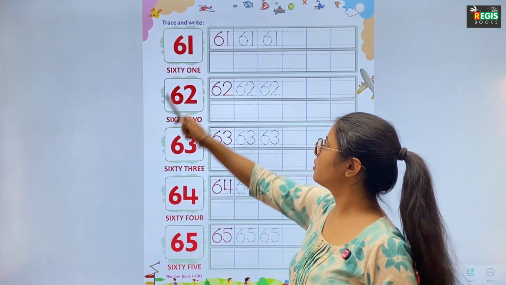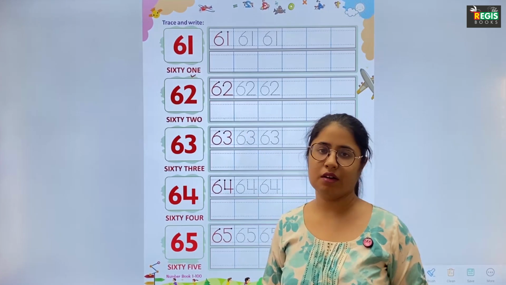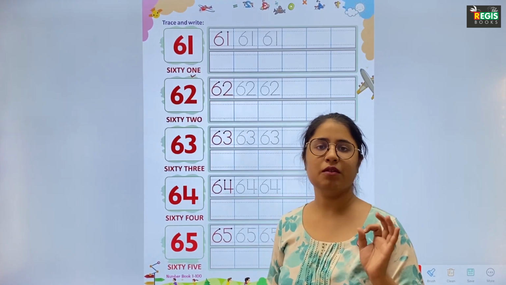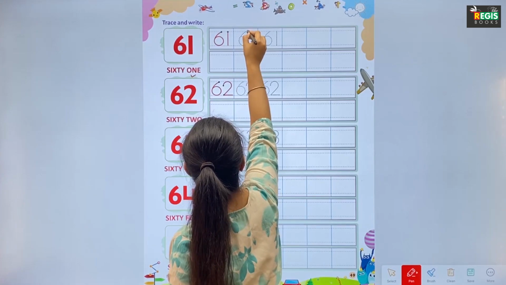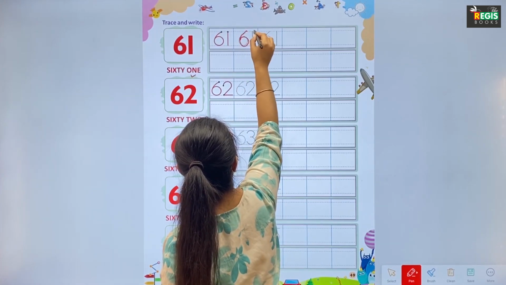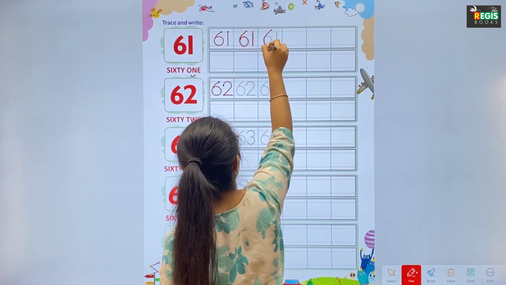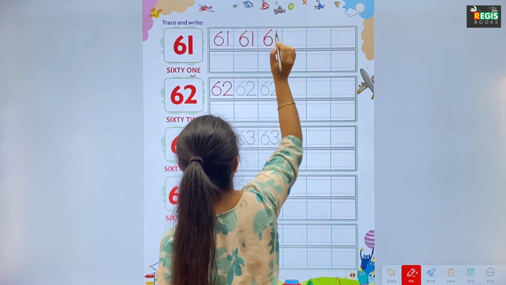Trace and write 6, 1, 61. We write the number 61 by writing 6 and 1 together. Trace 6, then trace 1. 6, 1, 61.